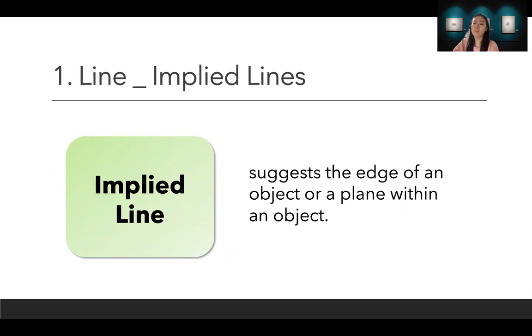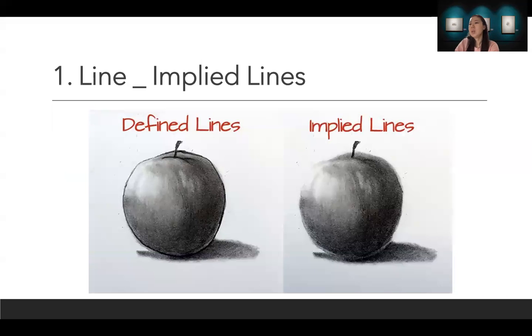So let's see the examples. The left drawing has defined lines following the apple's outline. There is no defined line on the right apple drawing. However, our eyes can imagine the outline of the apple because of chiaroscuro, which is a value mass drawing skill. That is called implied line.